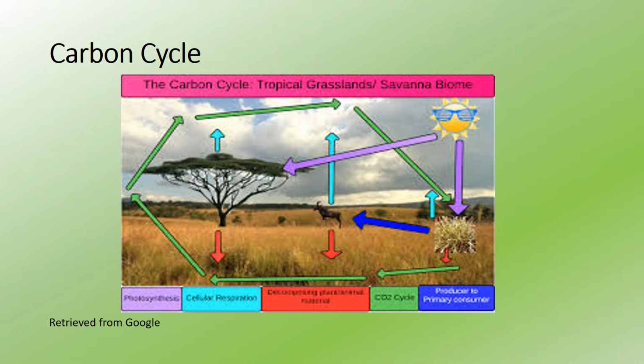The plants are then eaten by the animals, and CO2 is released back into the atmosphere through cellular respiration from the animals and as decomposing matter from their scat. The plants take up the CO2 released from the scat, and the process starts over again.